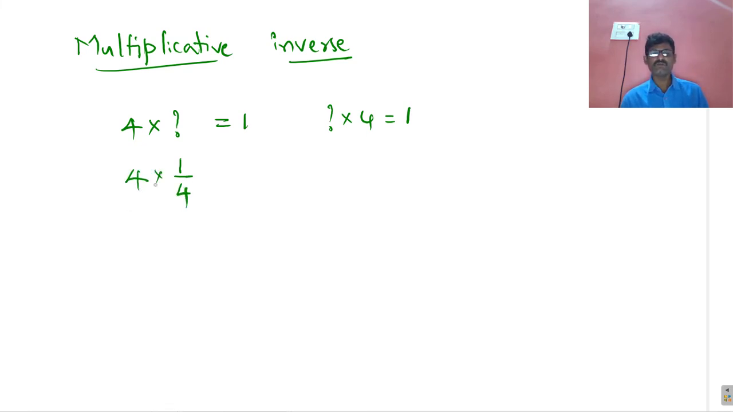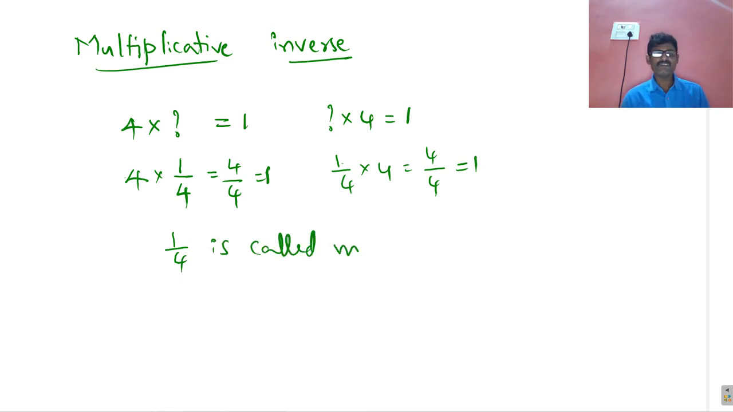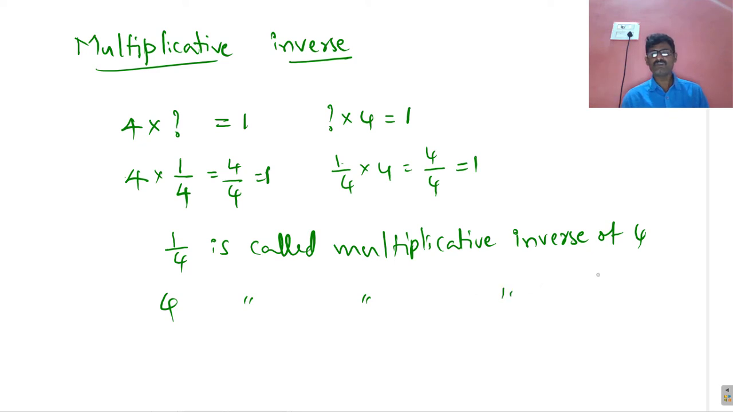So 4 times 1 by 4 is equal to 4 by 4, which is equal to 1. Similarly here also, 1 by 4 times 4 is equal to 4 divided by 4, which is equal to 1. Here in this case 1 by 4 is called the multiplicative inverse of 4. Similarly 4 is called the multiplicative inverse of 1 by 4.